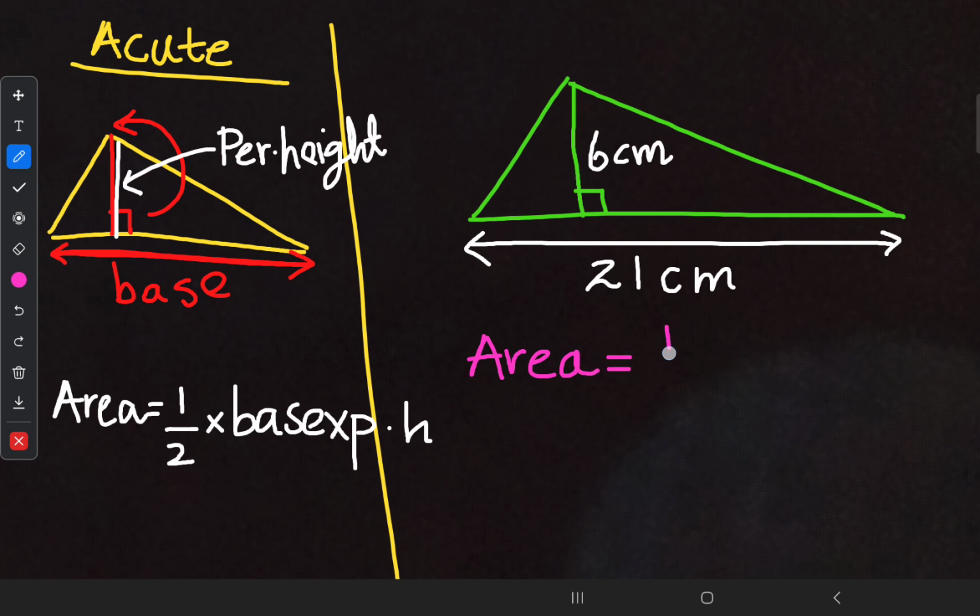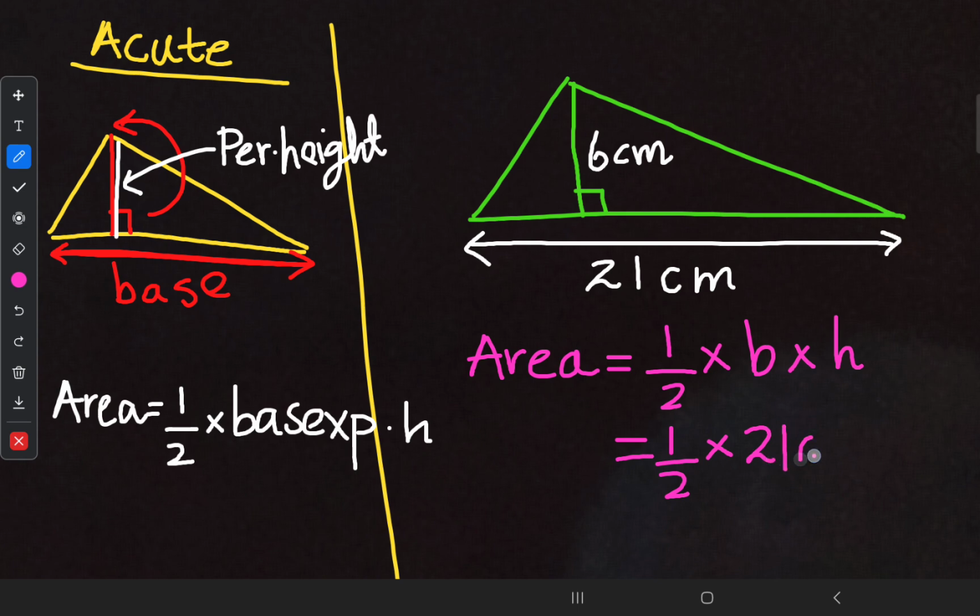For that, we have to use the formula half into base into perpendicular height. So half is the constant. The base for this triangle, this is our base, is 21 centimeters. This should be multiplied with the perpendicular height, which is 6 centimeters. Then we can simplify these two, the 2 and 6.